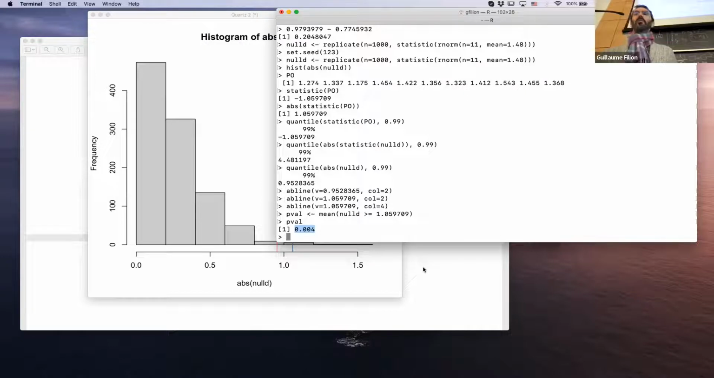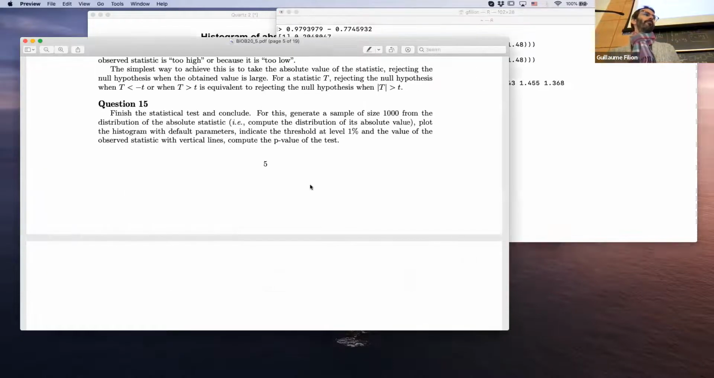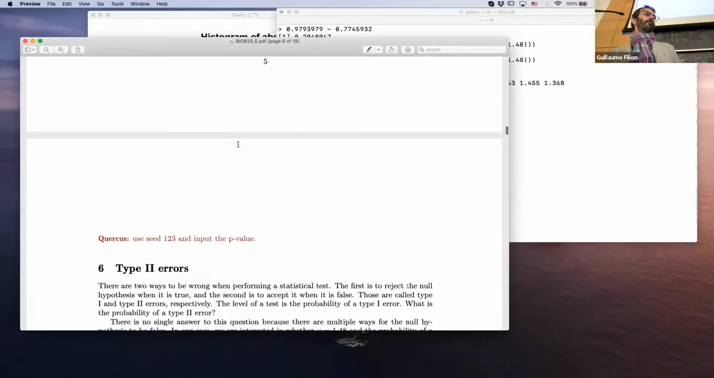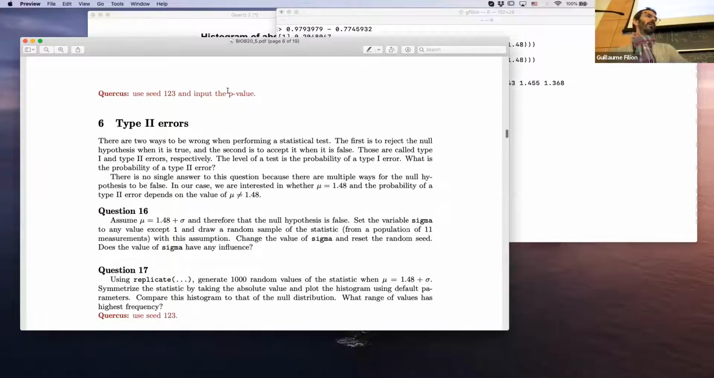So we reject the null hypothesis. The deviation is on average, or in effect size, strong enough so that we can be sure at 1% that this is not 1.48. So the answer is the p-value on the quarkus.